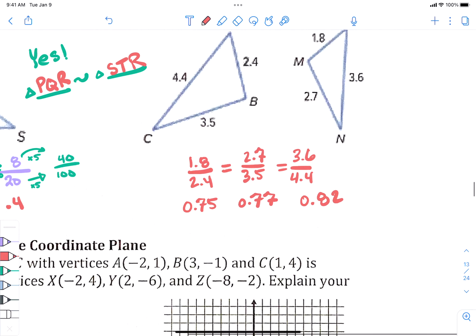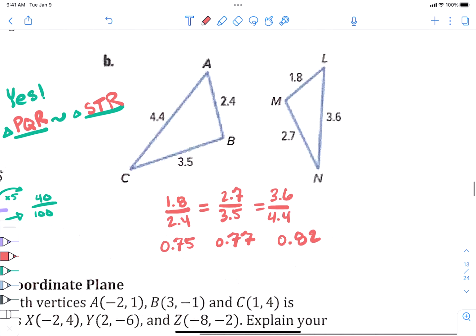Not going to work. Not similar triangles. They have to be exactly the same. These are close, but they have to be exactly the same, so no, not similar. Okay? Good? Happy with that? All the sides have to be the same proportion.